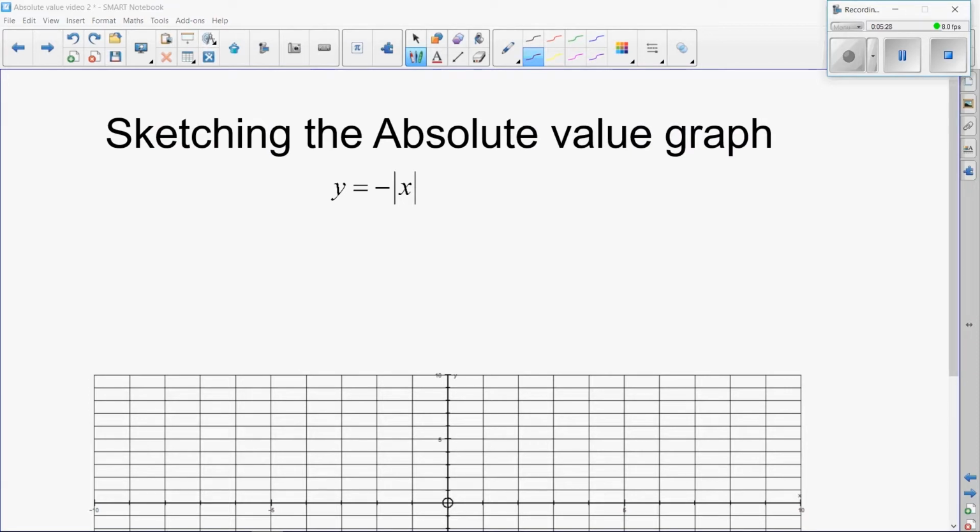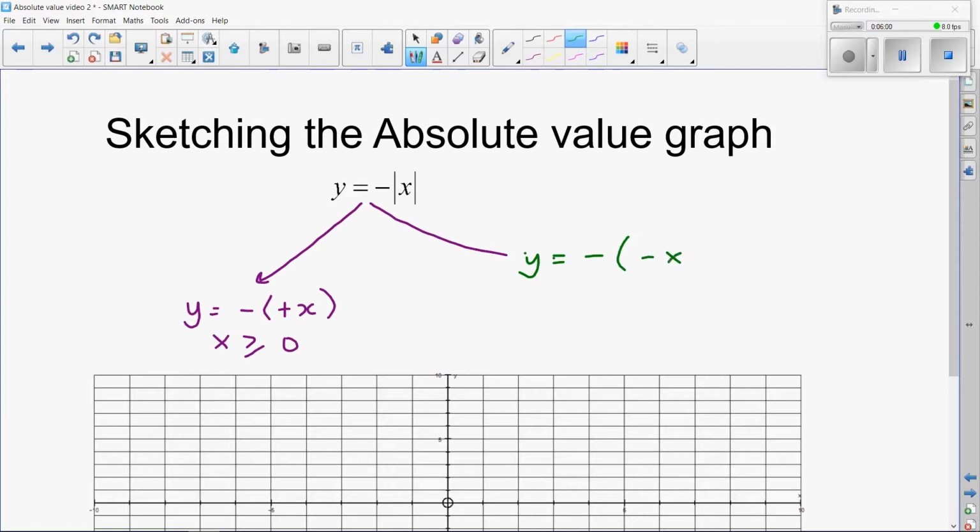Now that we know what the graph of y equals the absolute value of x looks like, we're ready to draw the next graph, which is y equals minus the absolute value of x. So again, I'm going to use my definition. The graph that I have will be y equals minus x for all x values greater than or equal to 0. Then the second graph that I will have will be y equals minus of minus x, which is going to be the graph of y equals x for all x values that are negative.